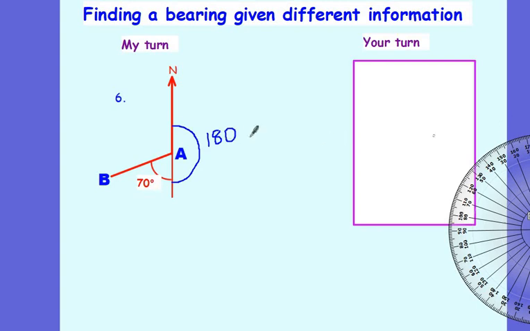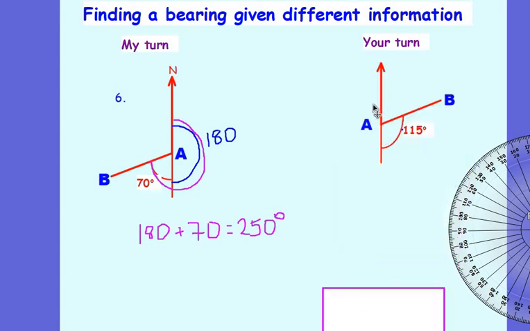So Charlotte, what's this angle going to be all the way around clockwise from north to B? Great, 180 plus 70, which gives me 250 degrees. Over to you, Year 9. In your light blue books, what's the bearing from A to B this time? Pause the video for a minute and have a think.